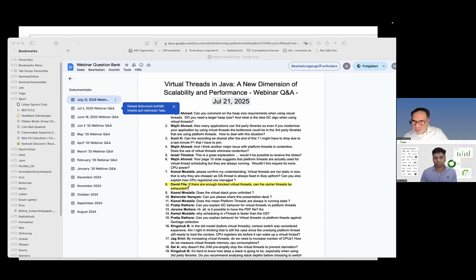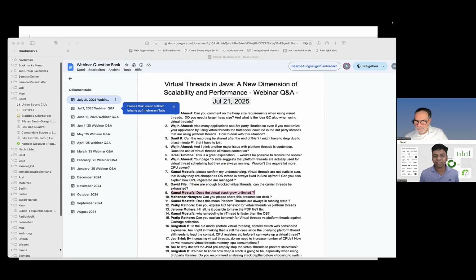Okay, fine. Let's go to 8. If there are enough blocked virtual threads, can the carrier threads be exhausted? I'm not sure if I understand the question right. Ram, do you understand the question? Yes, I understand the question.